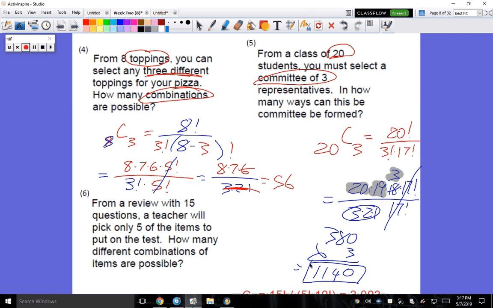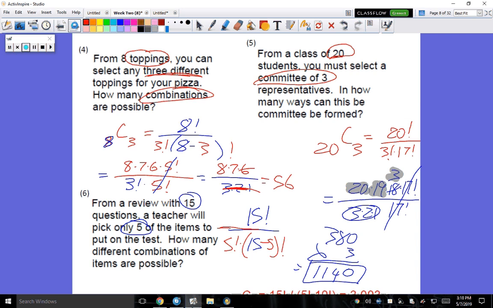From a review with 15 questions, a teacher must pick only 5. How many different combinations of items are possible? This is the same thing, guys. As far as the setup, it's 15 factorial over 15 minus 5 factorial, times 5 factorial. And if you do the math and you reduce and you cancel and whatnot, you should get an answer of 3003.